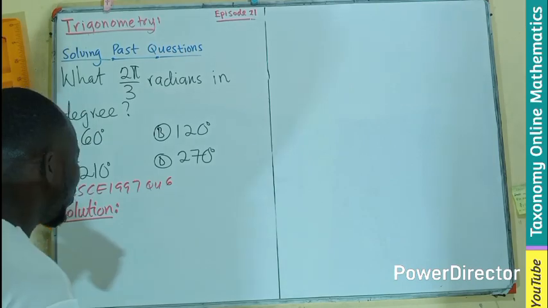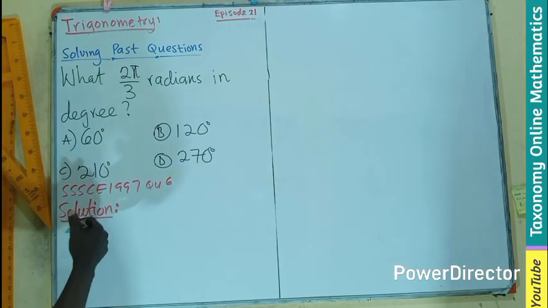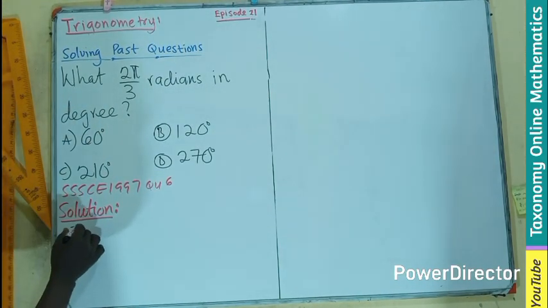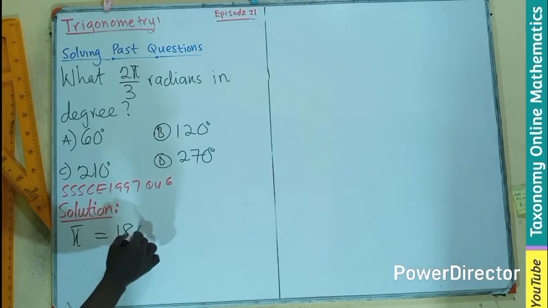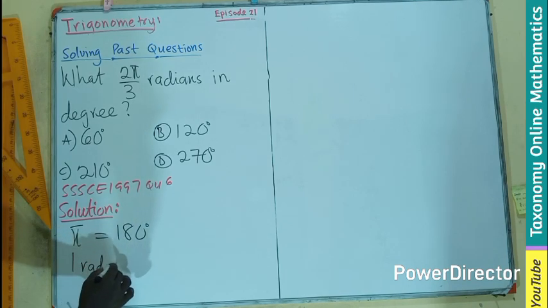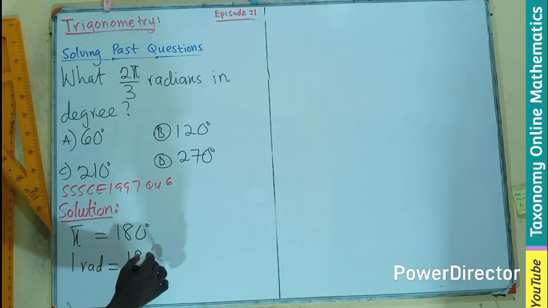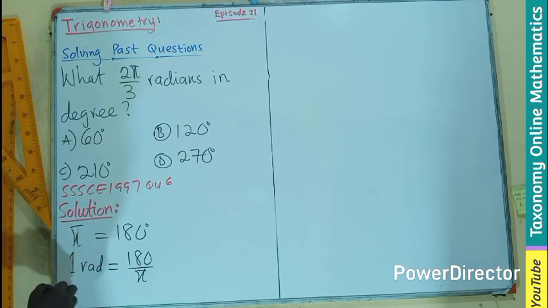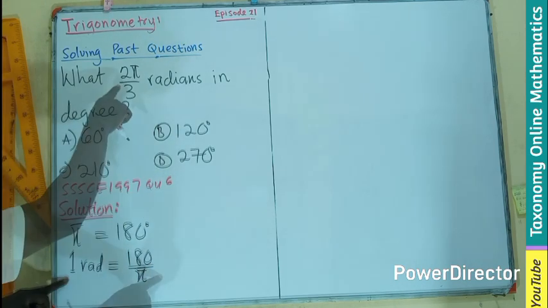By recall, we know that pi is equal to 180 degrees. So if I'm looking for one radian, that means 1 radian is equal to 180 divided by pi, that is, dividing both sides by pi. So if 1 is this, multiply.